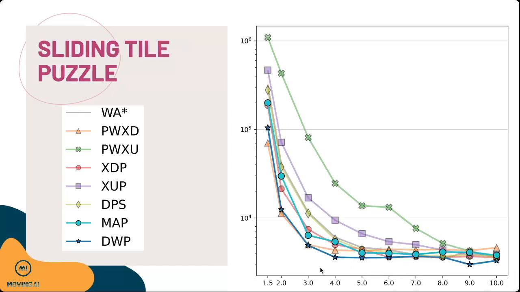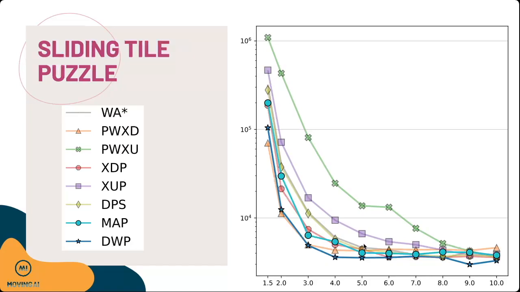So we're looking at what happens as I use different weights with weighted A star, and this is the number of nodes that are expanded. The sliding tile puzzle grows exponentially, so we expect to see a big increase, and this is a log scale over here. What we see is that piecewise XU is a really bad function on the sliding tile puzzle. XUP is similar to this. These are ones that are highly suboptimal at the beginning and then try to be optimal at the end.